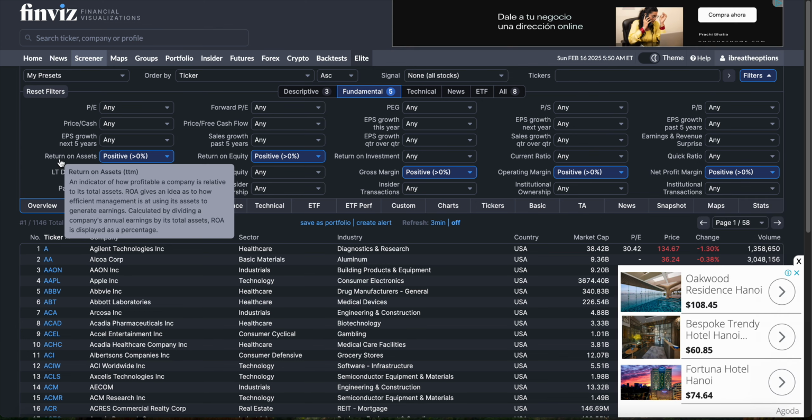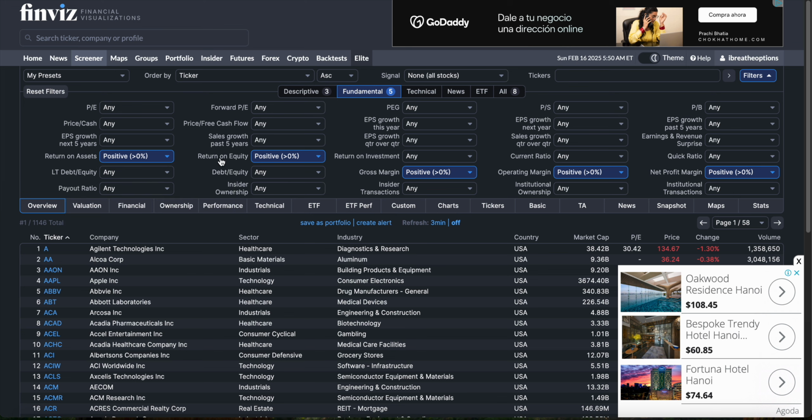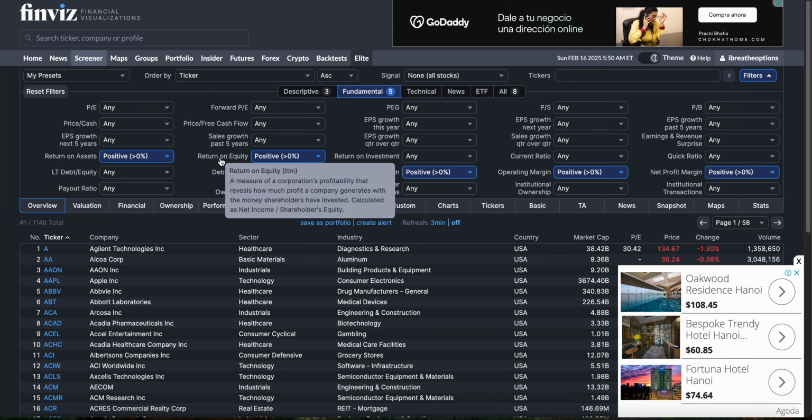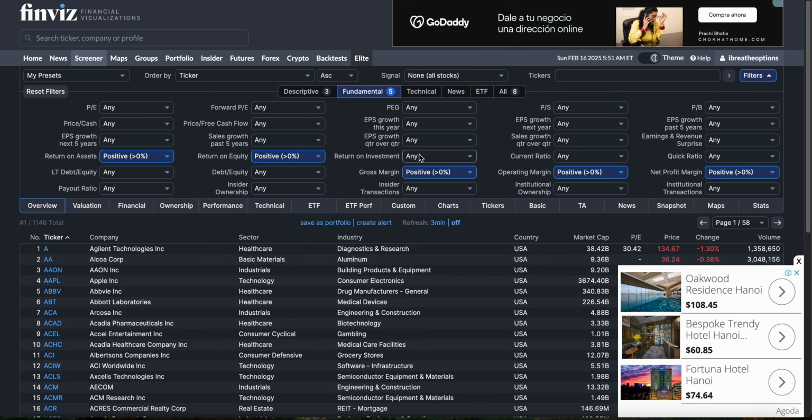So what are these? If you hover around, what is return on assets? It's an indicator of how profitable a company is relative to its total assets. So a positive ROA is definitely more preferred. Return on equity is a measure of a corporation's profitability that reveals how much profit a company generates with the money shareholders have invested. The same principle: when it's positive, it's more preferred.